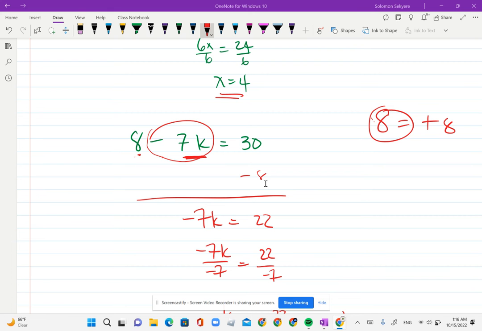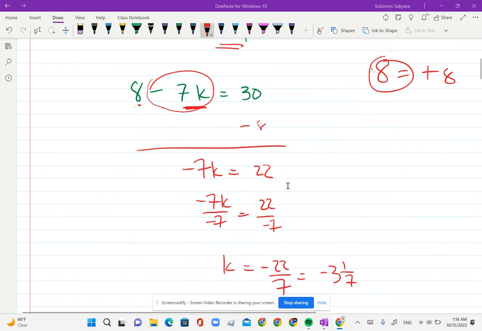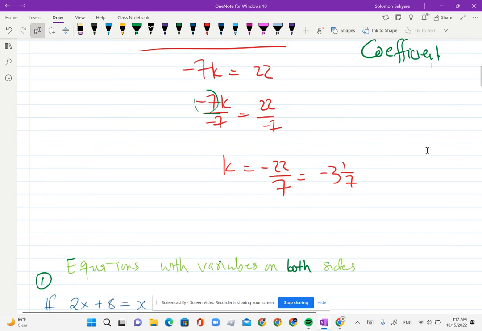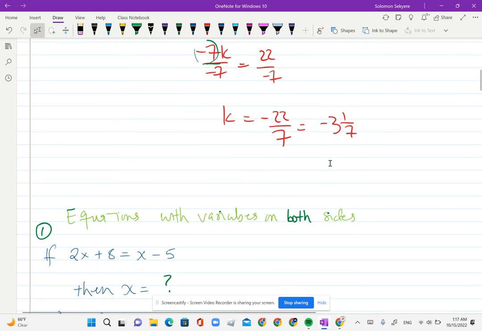It doesn't look nice, but don't be afraid, be bold, keep on. Persevere, don't quit. How do we find the variable you're looking for? We divide by the coefficient. You remember that word? Coefficient. The number multiplying your variable. You divide both sides by the coefficient, and then your answer is negative 22 over 7. It doesn't look nice, but that's the answer. It is what it is.